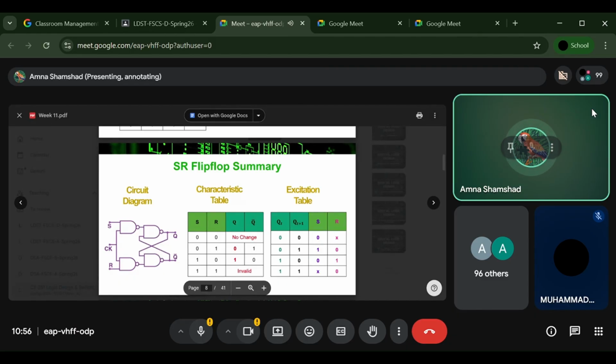Excitation table is simply the current plus the next state. Class, is this clear to all of you?